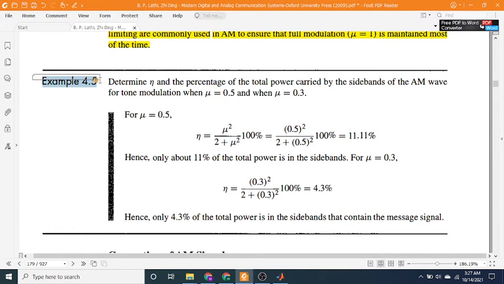Example 4.5: Determine η and the percentage of the total power carried by the sidebands of the AM wave for tone modulation when μ equals 0.5 and when μ equals 0.3.